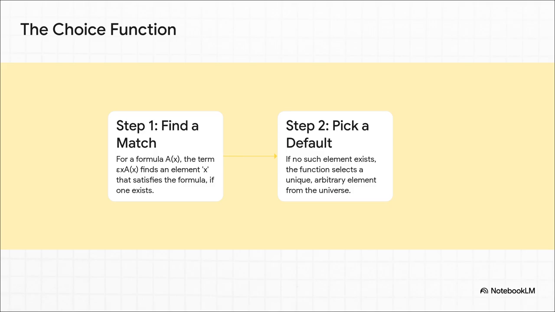But here's where it gets really clever. Step 2, pick a default. What happens if no such object exists? Like if your formula is a number that's both even and odd. The function doesn't just crash. Nope. It simply picks a unique, totally arbitrary object from the universe to be the default. And that's the genius of it. It always gives you an answer, which is absolutely crucial if you're trying to build a system that never breaks.